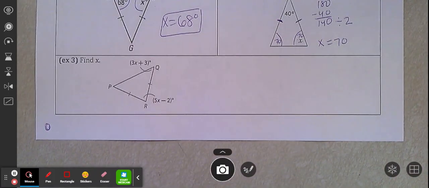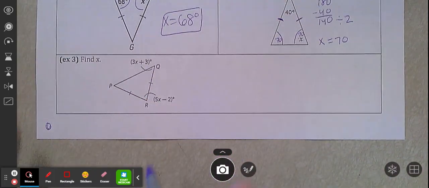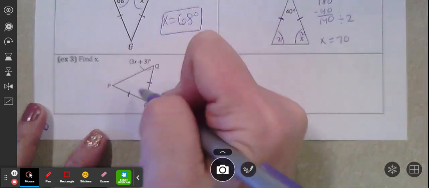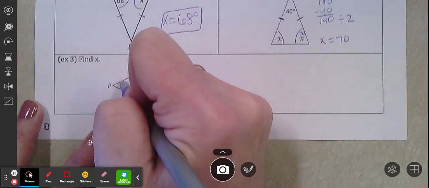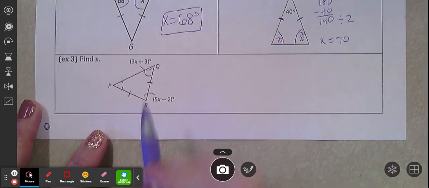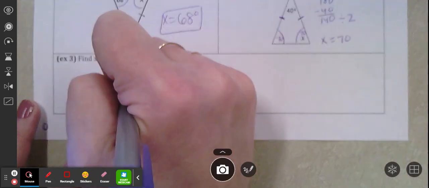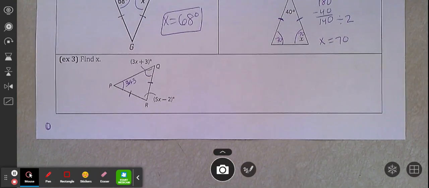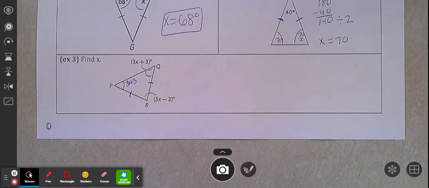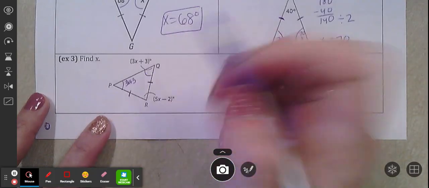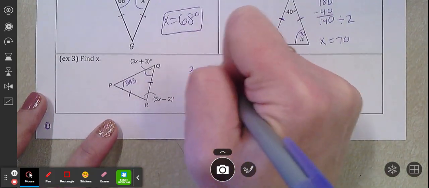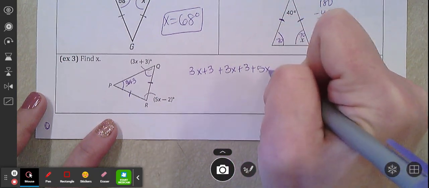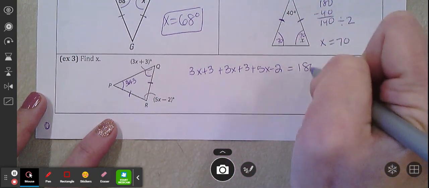The last one here has some algebra. Again, our goal is to be given these legs and figure out which angles are equal. So this one and this one would be equal. If this one is 3x plus 3, this one is 3x plus 3. Now what do we know about these three angles in the triangle? They add to 180, right? So we can do 3x plus 3 plus 3x plus 3 plus 5x minus 2 equals 180.